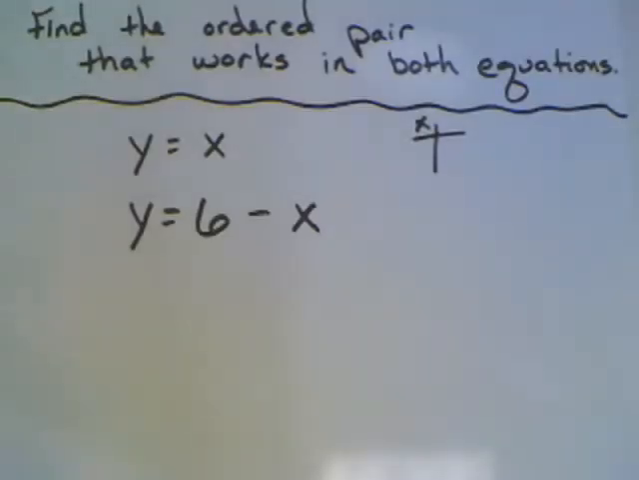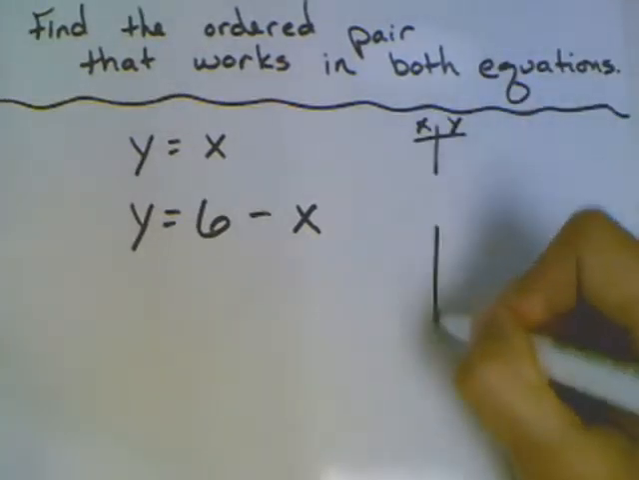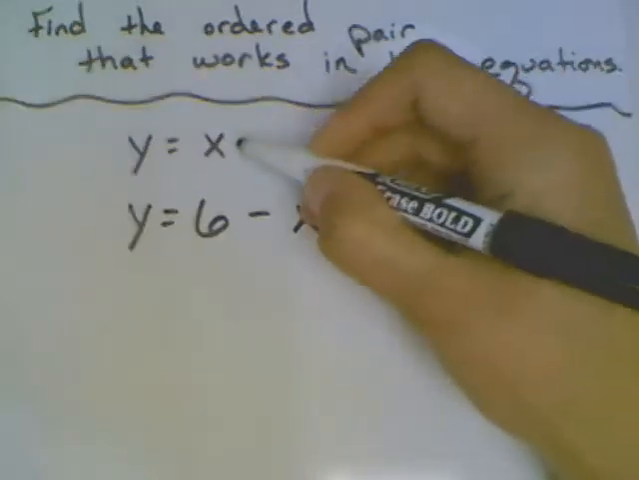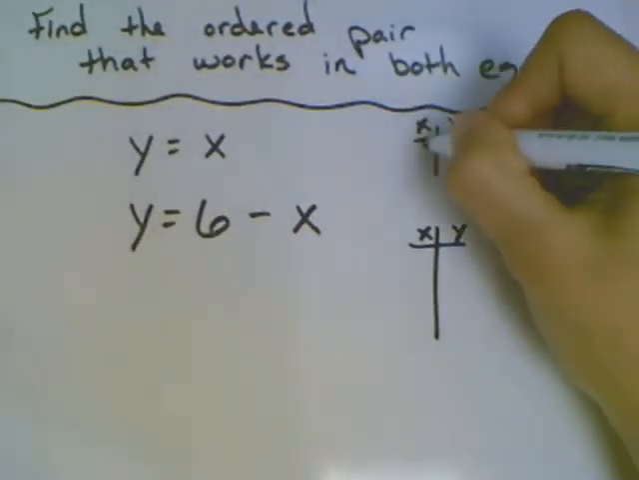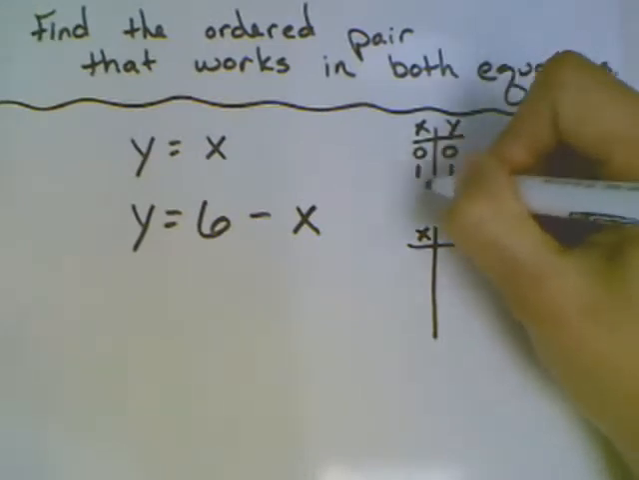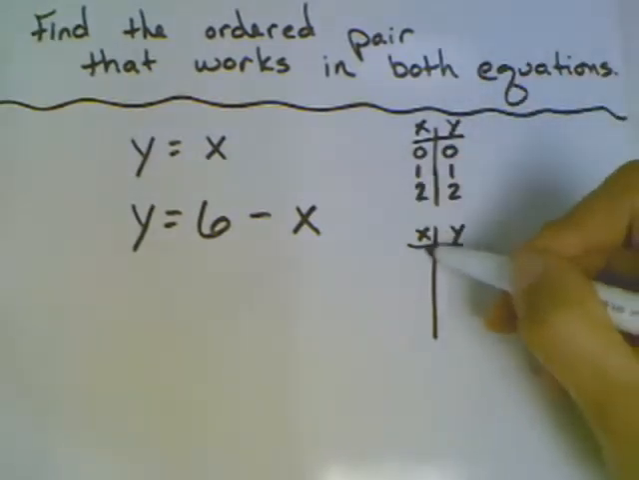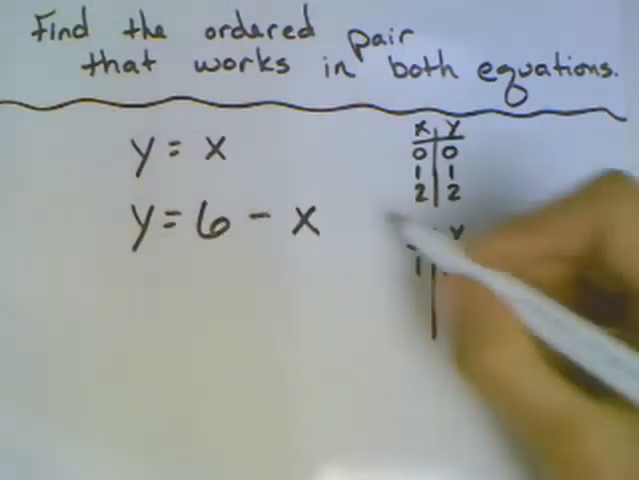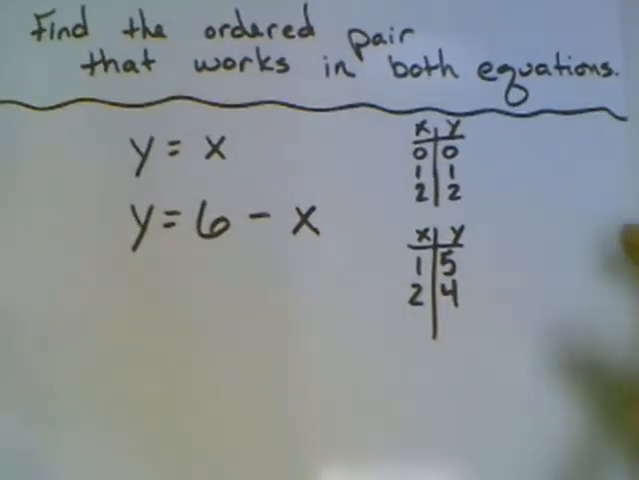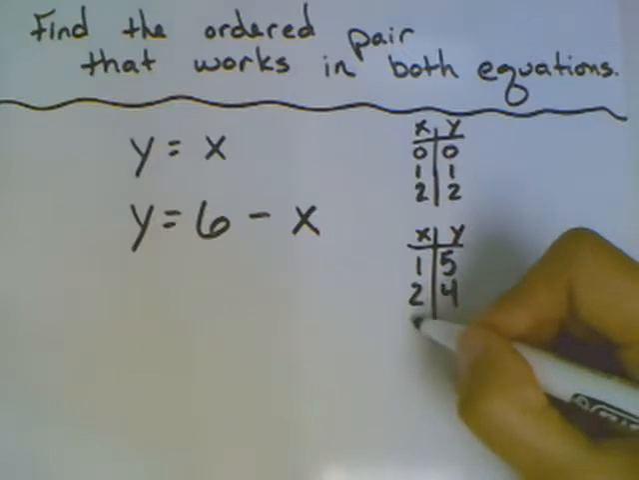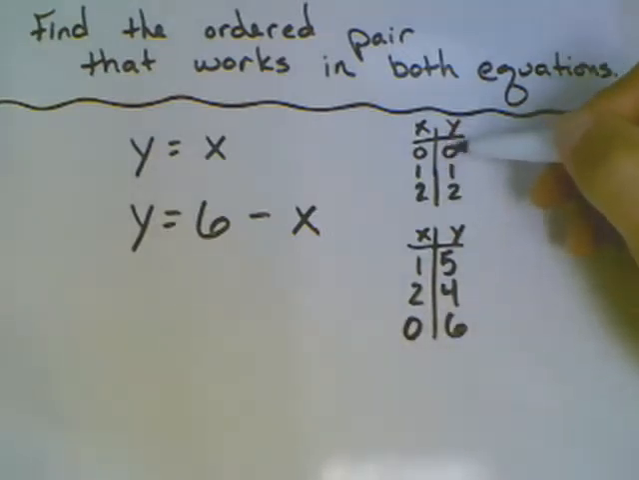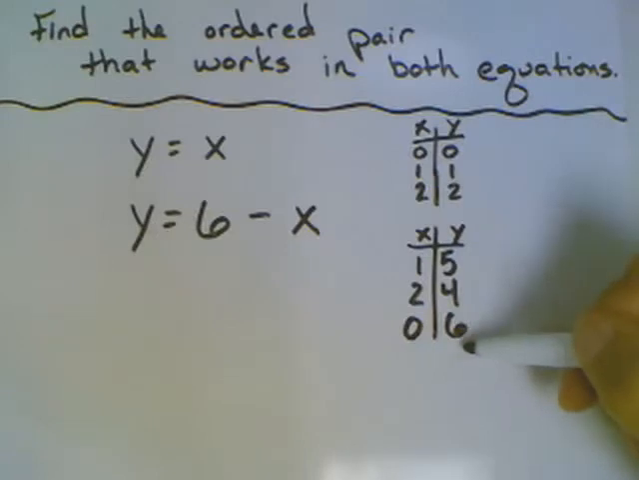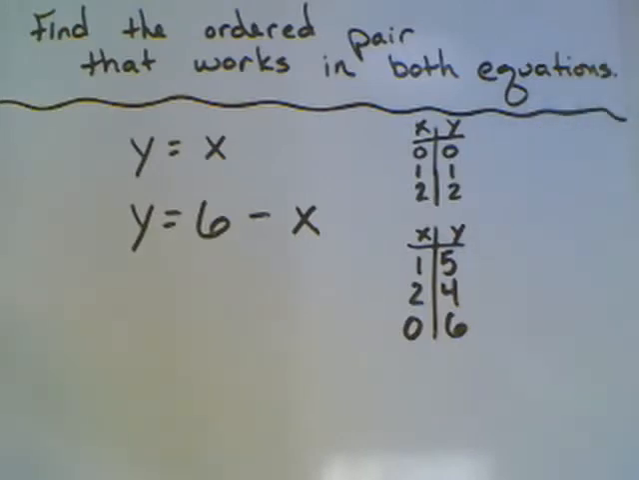One way that we could do that is create a table of values and just compare them. So if I find some x's and y's that work in this equation, let's say, well, 0, 0 works, and 1, 1 works, and 2, 2 works, and compare it to a list of values in this equation. So if x is 0, y is 6; if x is 1, 6 minus 1 is 5; 6 minus 2 is 4. We right away see that none of these pairs are exactly the same. But there is one pair that is the same, and that's what we're trying to find. So there must be a better way than just making a list like this. Let's take a look at that way.